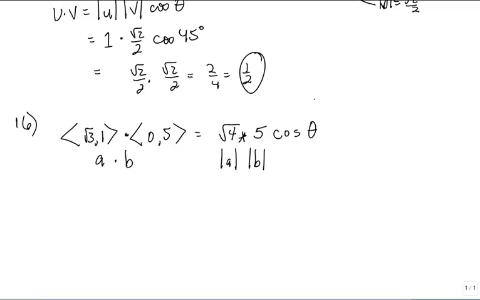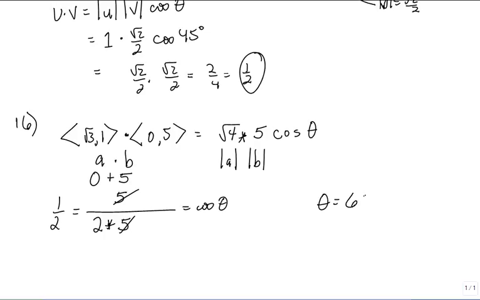So the dot product of A dotted with B is 0 plus 5, which is 5. So 5 divided by square root of 4, which is 2, times 5 is cosine theta. But 5 and 5 cancel, so that's a half. Where's cosine equal to a half? That's at 60 degrees.